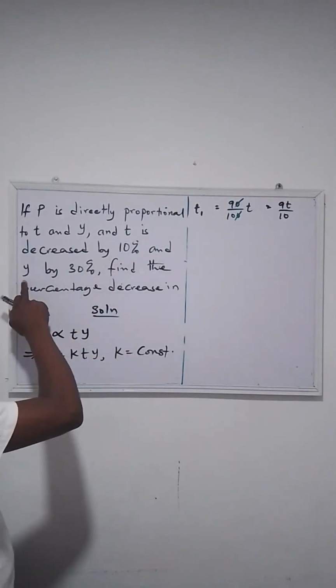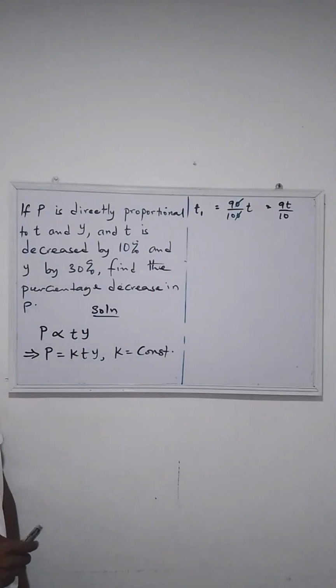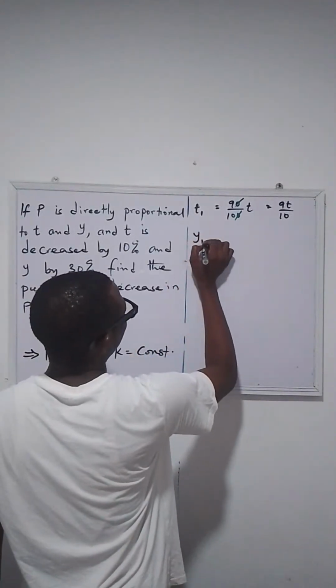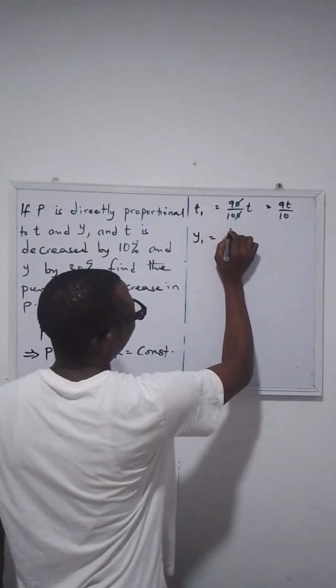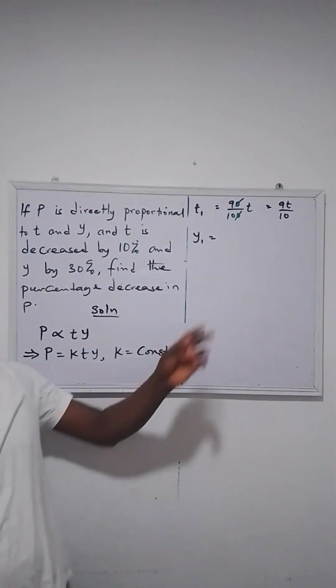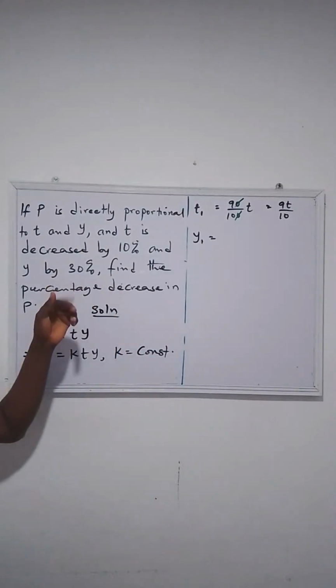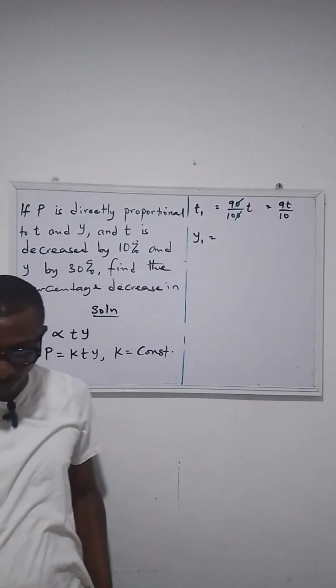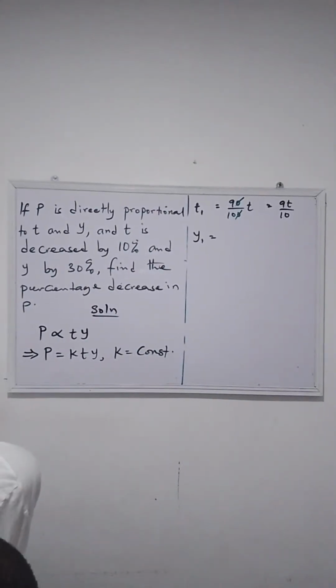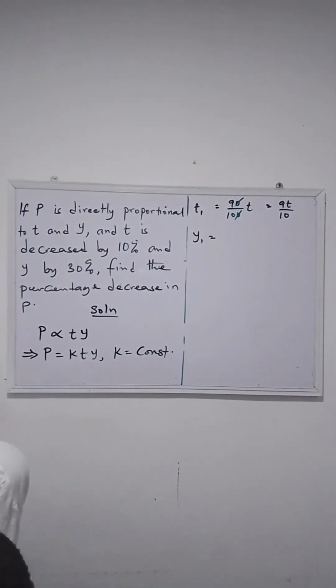Now, and y by 30%. So that means y is also decreased by 30%. So we have y1 will be, what will that one be? Can you tell me? So what is going to be the percentage of y1? Since y has been reduced by 30%, I want to see if you are following the class. So drop your answer in the comment section.